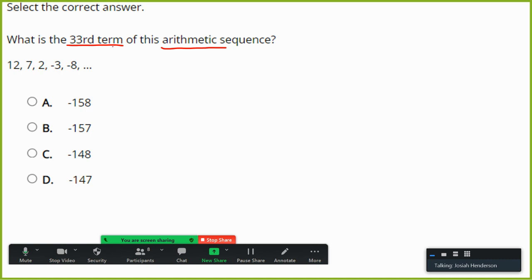Then we have to use the correct formula. We're supposed to find the 33rd term from the sequence. They're not asking us to add up the terms. So we're not using the series. We're going to use the arithmetic sequence formula. So we need to find the common difference, and we need to find A1. We're going to plug those in for A1 and D, and then we're going to plug in 33 for N.